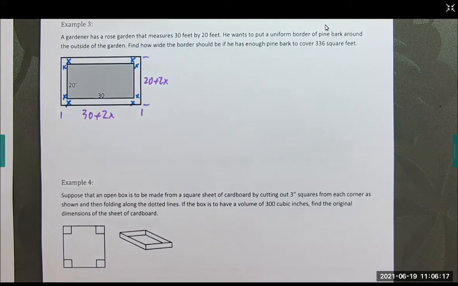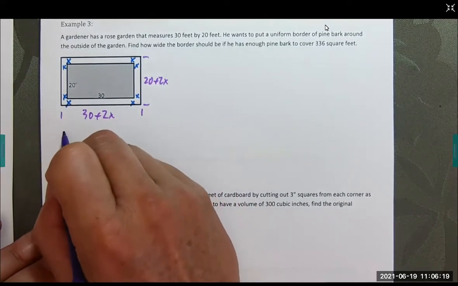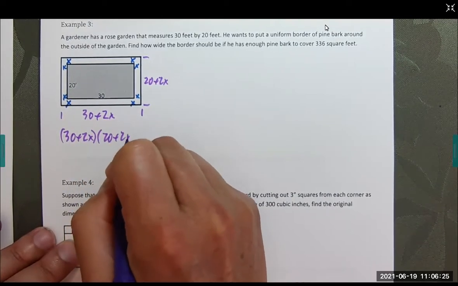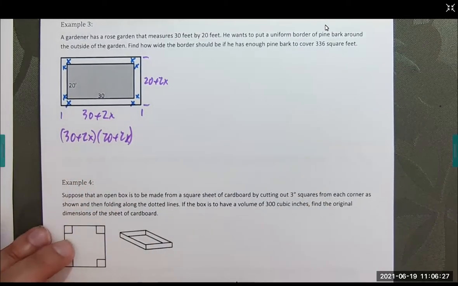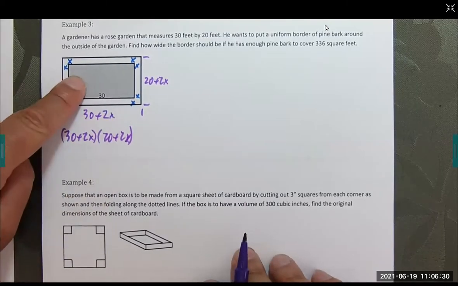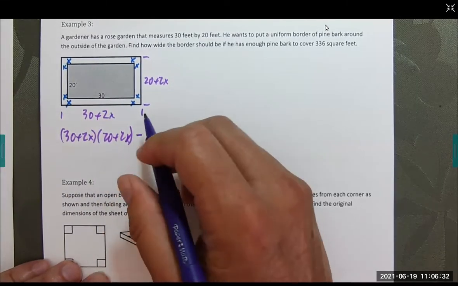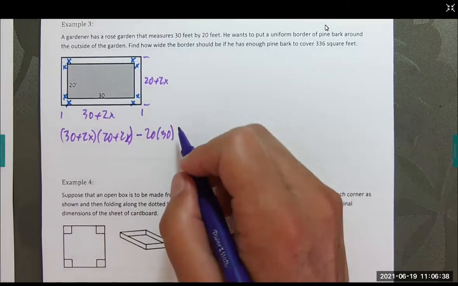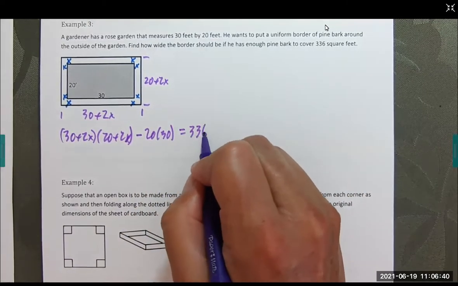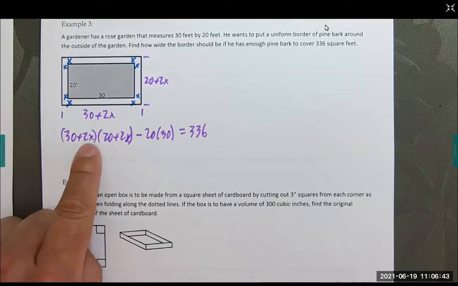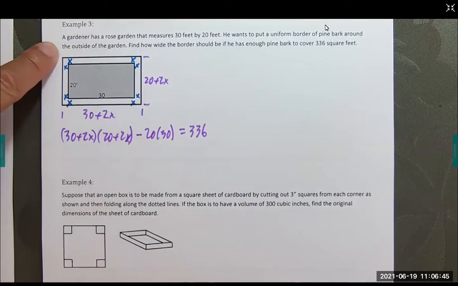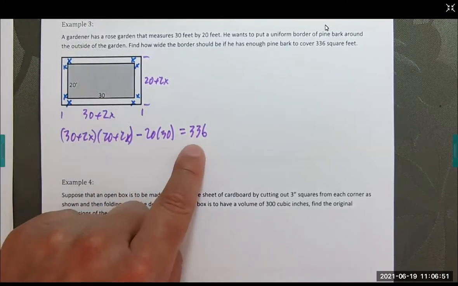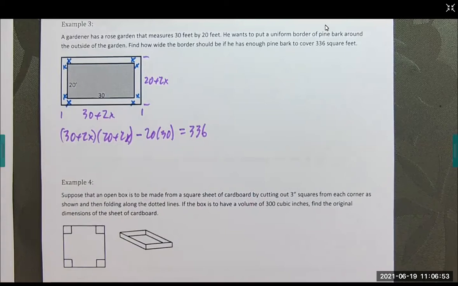So the area of the whole thing is 30 plus 2x times 20 plus 2x. But if I just want the border, I have to subtract out the actual rose garden. So the area of the actual rose garden is the 20 by 30. This is the area of the entire thing minus the area of the inside. And that just leaves me with the area of the border. And we want that area to equal 336 square feet.